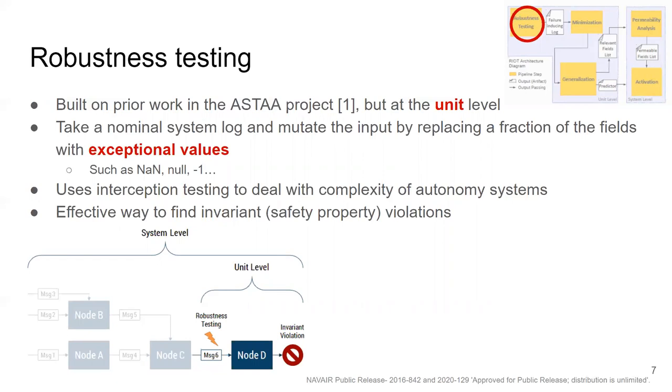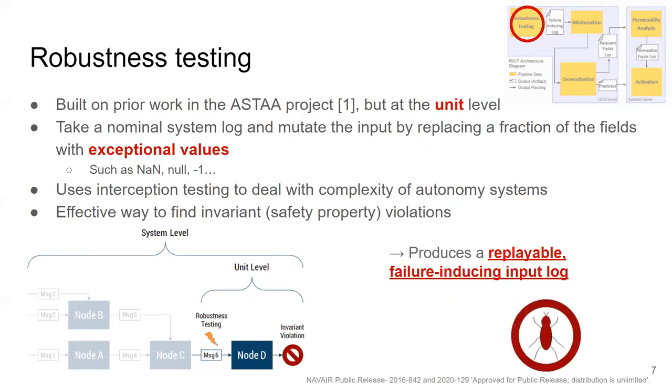We intercept at the message passing interface using a nominal log because autonomy systems present a testing challenge as they are temporal, stateful, and cyberphysical. By replaying this perturbed log on a system, we have an effective way of exercising the system under test. We check the system output against invariants, which are properties which must always hold true in order for the system to be considered safe. Any violation of an invariant is a bug. This step produces a replayable failure-inducing input log at the unit level, which is useful on its own to make bug reports about the unit components of a system.